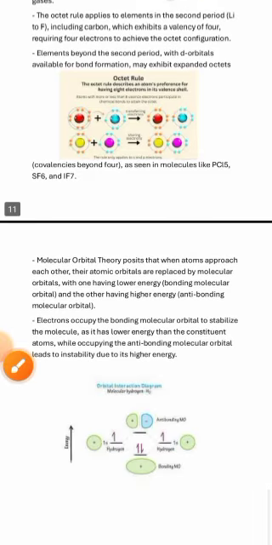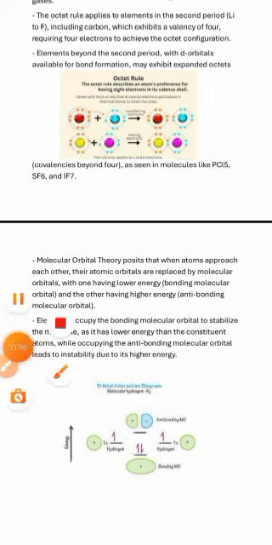We look at molecular orbital theory. The molecular orbital theory posits that when atoms approach each other, their atomic orbitals are replaced by molecular orbitals, one having lower energy, that is the bonding molecular orbital, then another having higher energy, that is the antibonding molecular orbital. Electrons occupy the bonding molecular orbital to stabilize the molecule as it has lower energy than the constituent atoms, while occupying the antibonding molecular orbital leads to instability due to its higher energy.